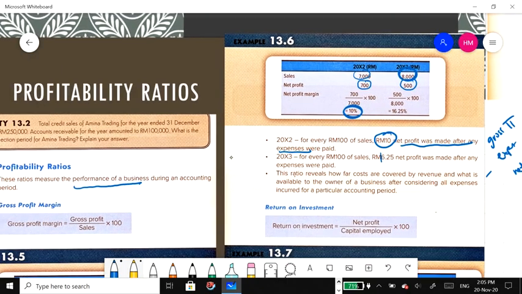So that's all untuk chapter 7. So you boleh buat past year question.